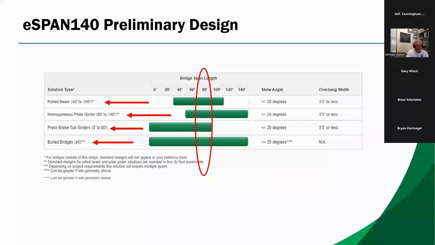give us a rolled beam design. Yep. A plate girder design. Yep. Because they're green there. It's also going to give us a couple manufacturer solutions, which we'll talk about over the next 2 weeks. But we're going to look at the first two, a rolled beam and a homogeneous plate girder design.